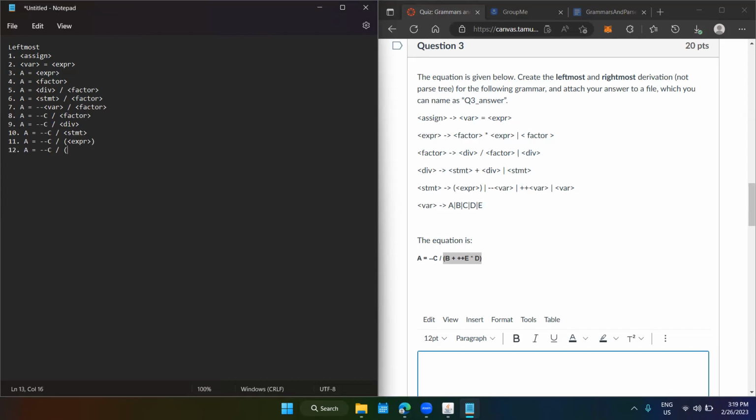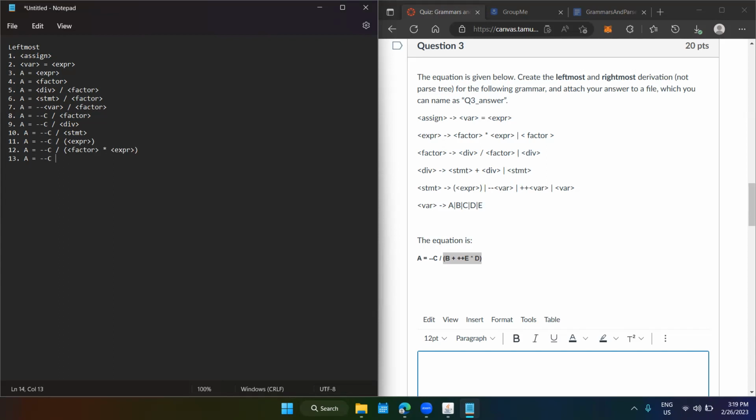Expression points to, would it be just factor again? Or no, if it's leftmost, do we have to go to the plus? How does that work? No, because once we get to the plus, we can't then go back up to the multiplication, unless you're totally done with that. Yeah, so unless you do another parenthesis, this one you have to do the multiplication. I think you're right. So factor times expression.